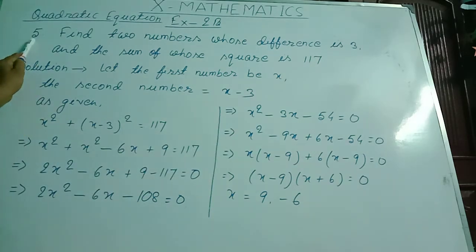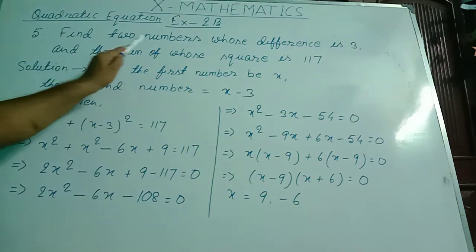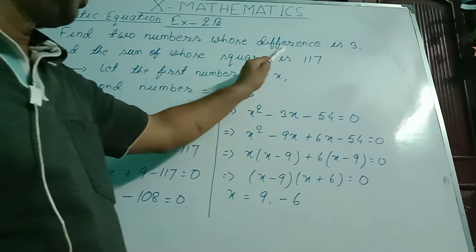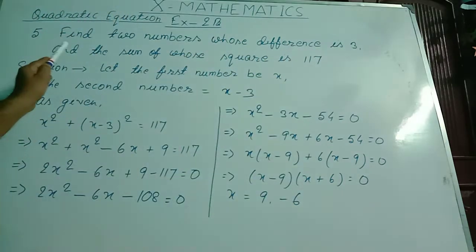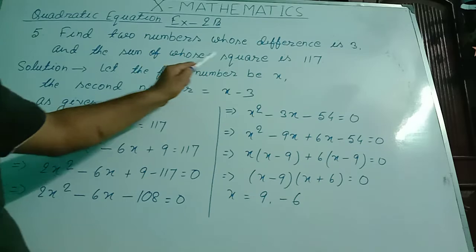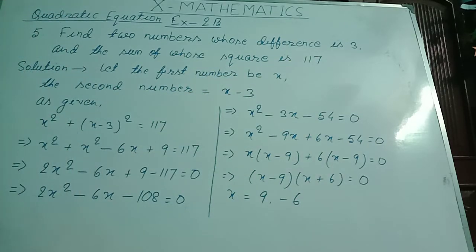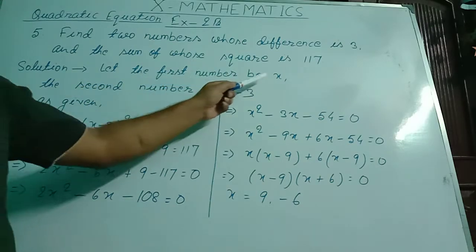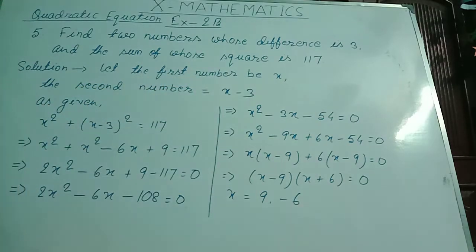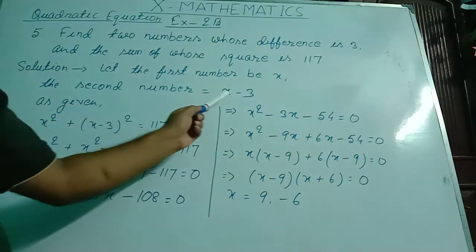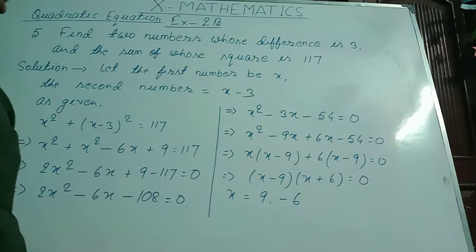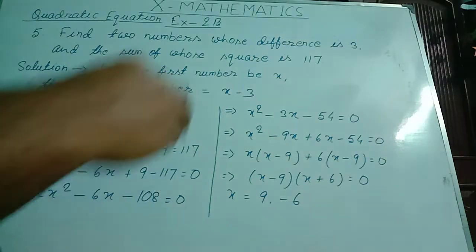Question number 5 says, find two numbers whose difference is 3 and the sum of whose squares is 117. Solution: let the first number be x, then the second number will be x minus 3. How do we get x minus 3?